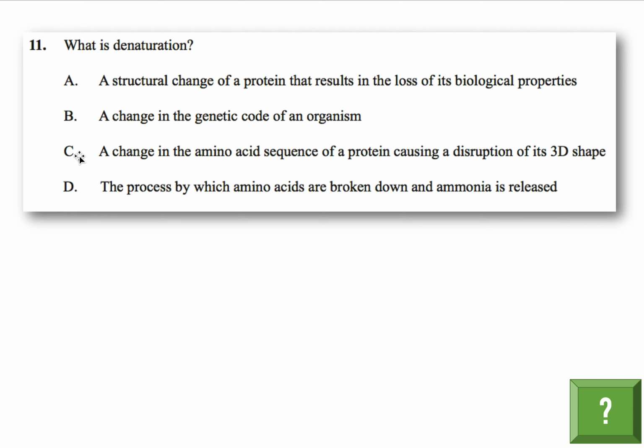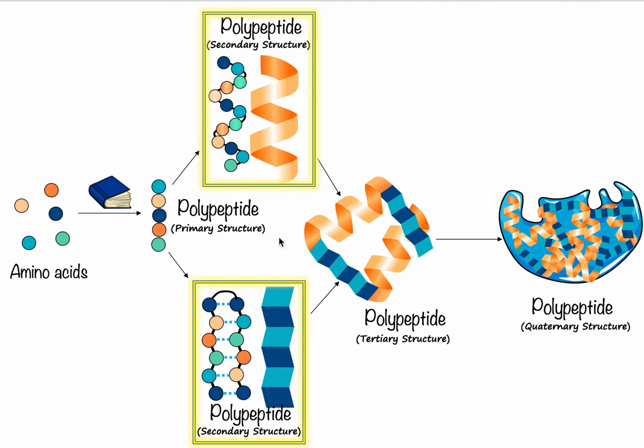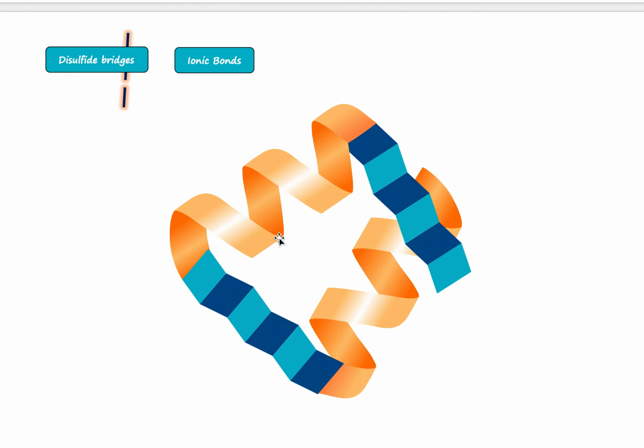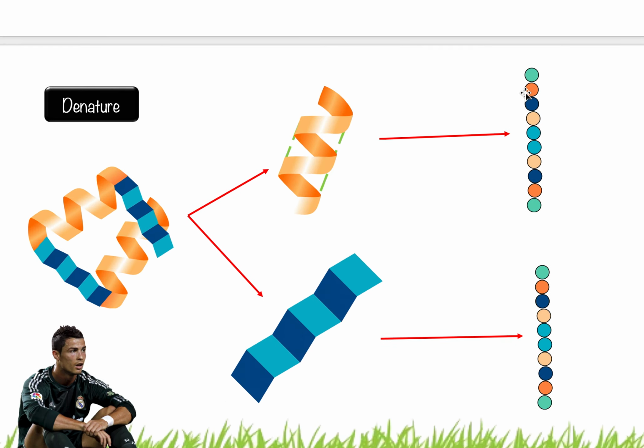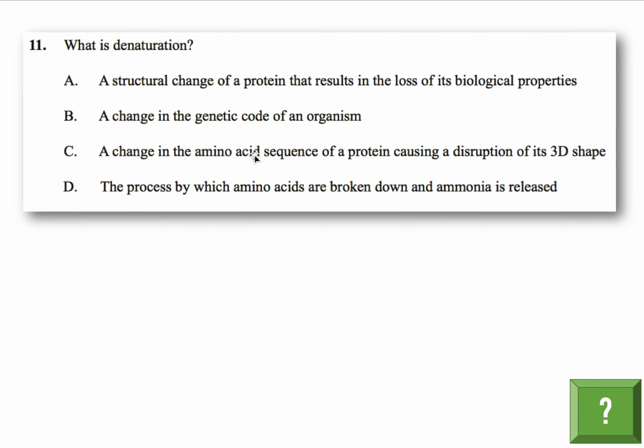Okay, so C, a change in the amino acid sequence of a protein, causing a disruption of its 3D shape. The last part is true, you disrupt this 3D shape like we said, but you don't change the amino acid sequence. All you do is return this 3D molecule back into its primary structure, but you don't rearrange these amino acids. They stay together in the same order as what they were in here. So that's very important to understand. You don't change the amino acid sequence. You simply destroy the 3D structure as I mentioned.